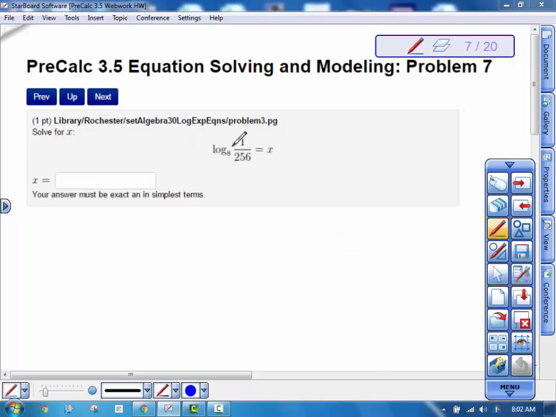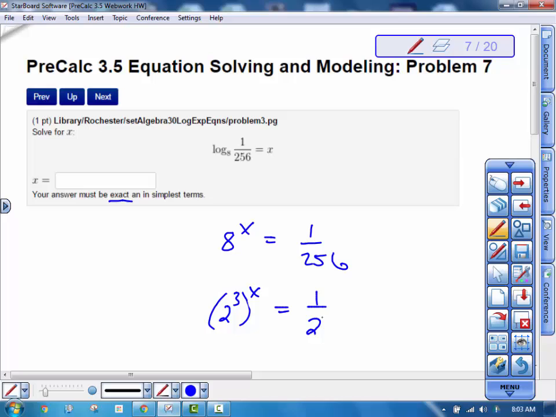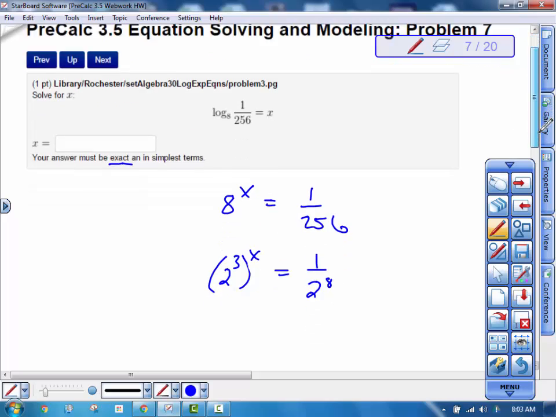Okay, the next problem wants us to solve this, but we can't just enter this into our calculator because it wants an exact answer. So we're going to change it into exponential form: 8 to the x equals 1 over 256. And obviously the base 8 is the key here. So we have to figure out how we can get 8 raised to some power to get 256. Actually, better yet, 2. I can make 8 2 to the 3 power, and I can make 1 over 256 2 to the negative 8th power.